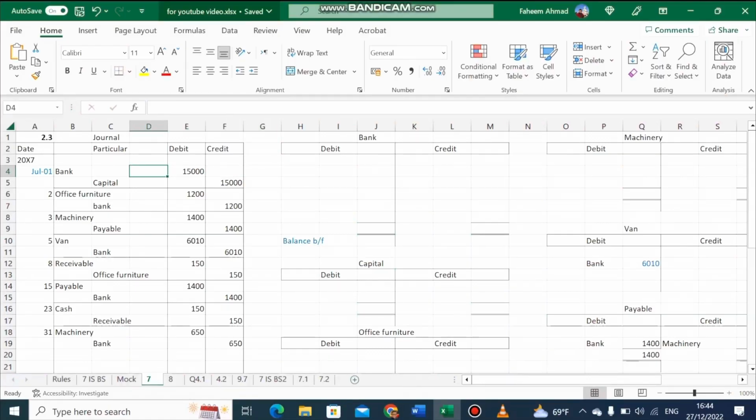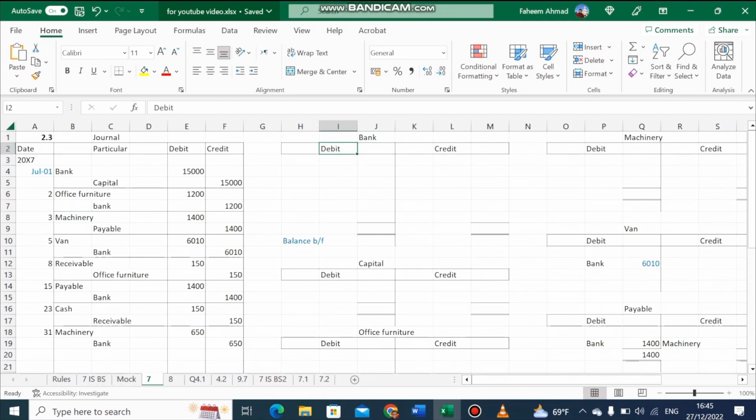Once again, this lesson is focused only on statement of financial position or accounting equation items, that are assets, liabilities and capital. So let's start. So this is the same question we covered in lesson number 2. We have prepared double entries already. So the very first T account I'm going to explain is for bank.